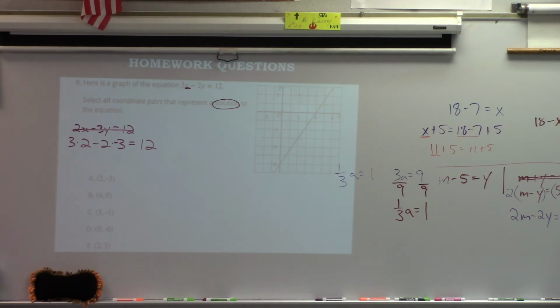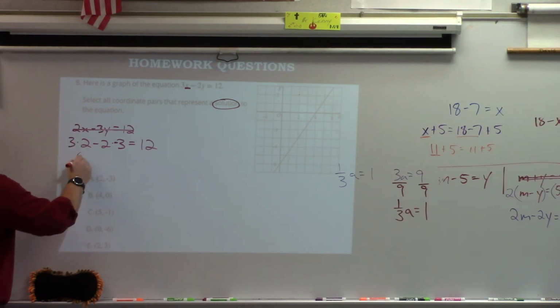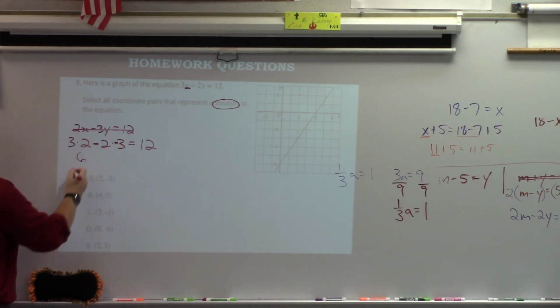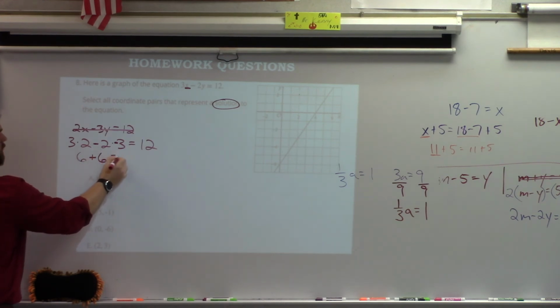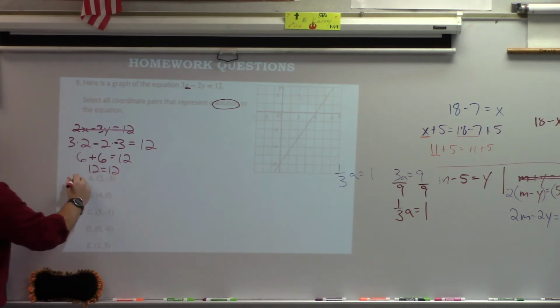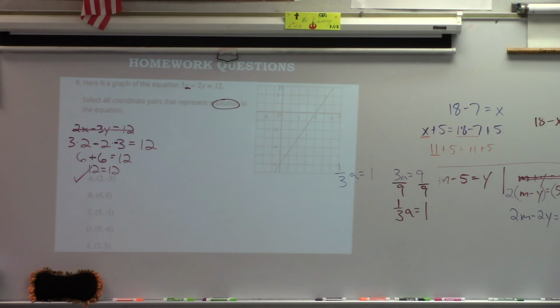Not solve it, because remember, solve it is to find the solution. I don't need to do that. I've got a pretty big expression. I might want to make it smaller or simpler. Work it down. So simplify? Alright. Can I do 3 times 2? Yep. Then minus 2 times negative 3, that would become... How many negatives do I have? 2. So that's going to be a positive 6. 6 plus 6 equals 12. 12 equals 12. So is that a solution? Yes. So we circle it.